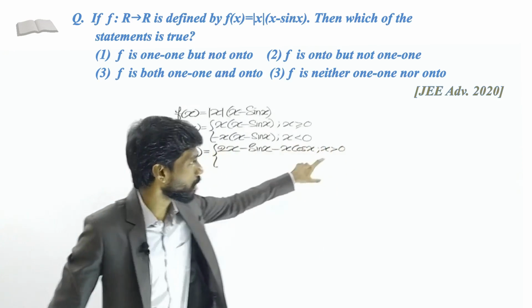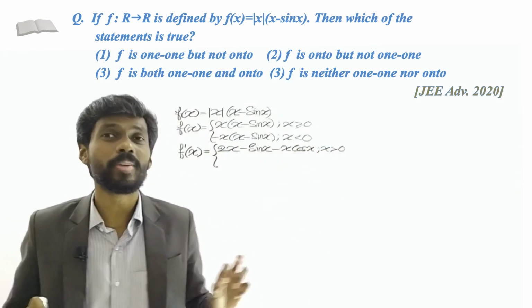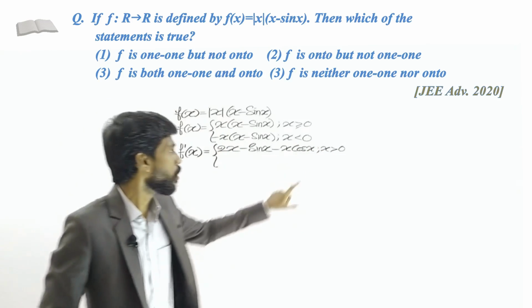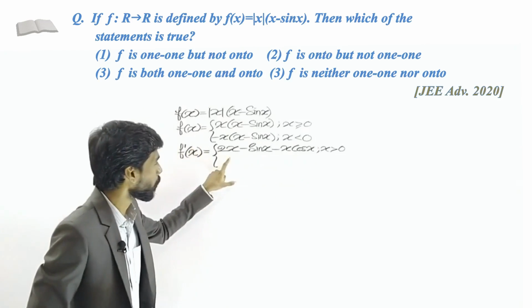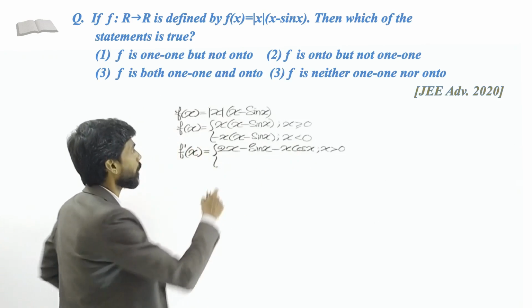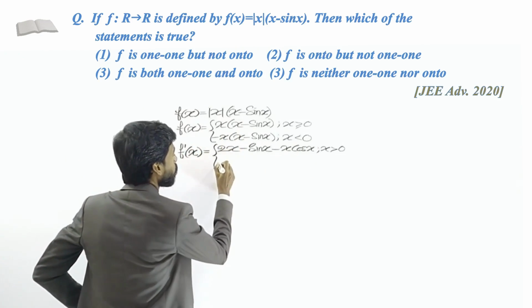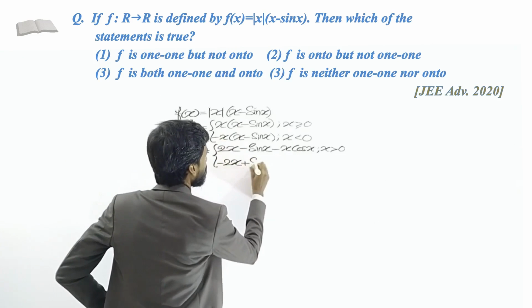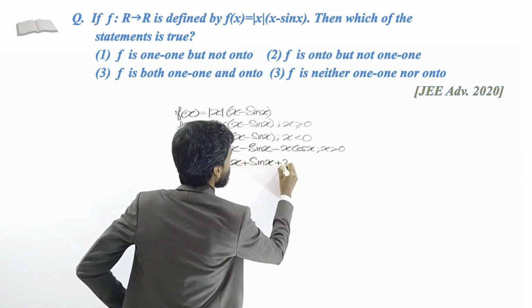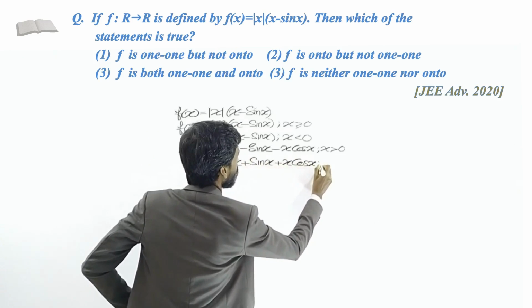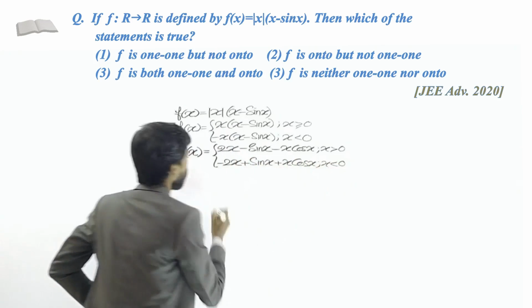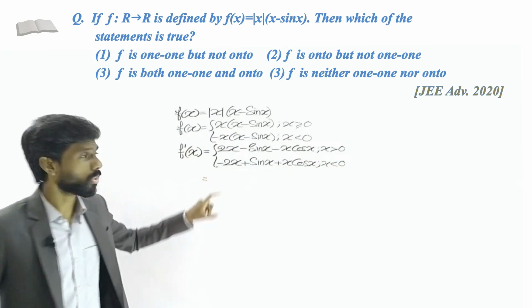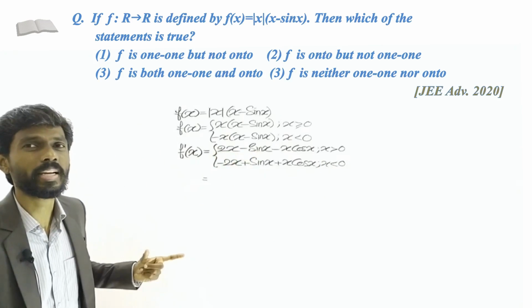So we should not write the equal to sign here because at 0 we are not sure whether this function is differentiable or not. So at 0 we don't know the derivative, so we'll only write for positive values. Similarly for negative values, the same thing, negative of that. So it is minus 2x plus sin x plus x cos x. So this is the derivative when x is negative. Okay, so is this whole expression always positive or always negative?